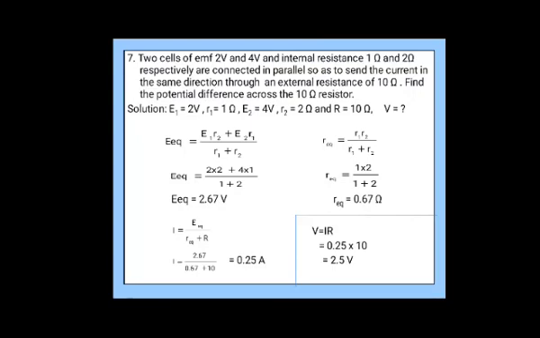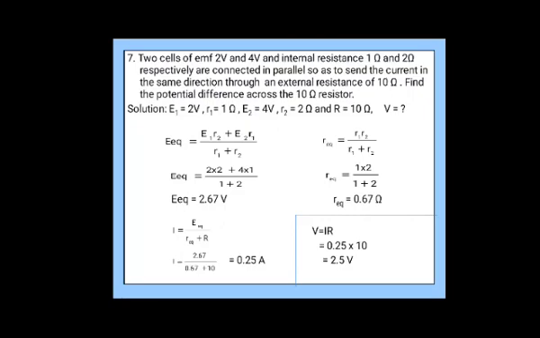So here two cells are connected in parallel. So when two cells are connected in parallel, first let us write the given quantities. EMF of first cell is 2 volt. Its internal resistance is 1 ohm. So E1 and R1 values are given. E2 and R2 values are 4 volt and 2 ohm respectively. Then capital R value is given, that is external resistance 10 ohm. You have to find out potential difference.